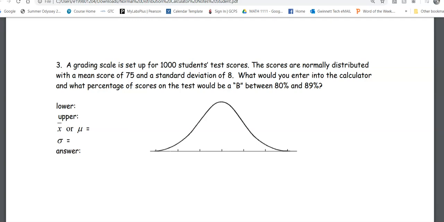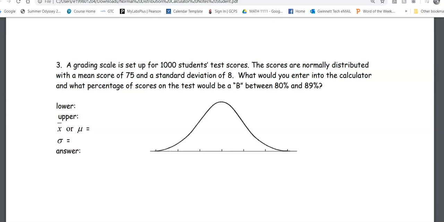Okay, so it says a grading scale is set up for 1,000 students' test scores. The scores are normally distributed with a mean of 75 and a standard deviation of 8. So mu is 75, and sigma, standard deviation, is 8. What would you enter into the calculator, and what percentage of the scores on the test would be a B? And then they tell us what it means to be a B, between 80 and 89.